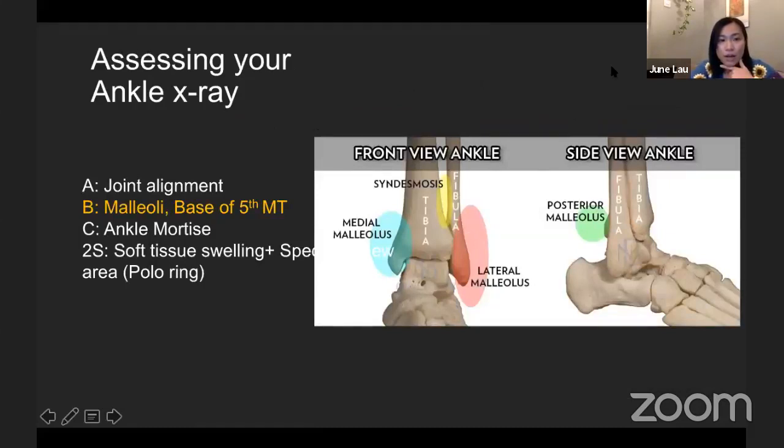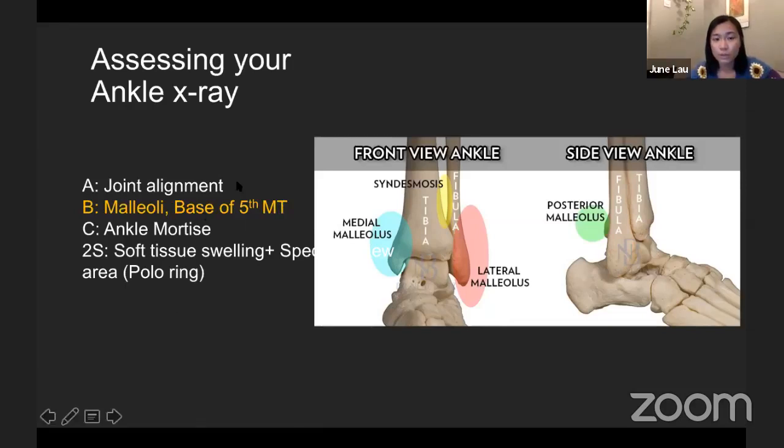Right, so you can tell I've skipped A in our assessment because there's only one joint, and if that joint is malaligned, you would know about it. So we're going to move straight on to B. Like we talked about, we've got a few malleoli. You've got your medial and your lateral, but you've also got a posterior malleolus, and this is the malleolus that you can only assess on your lateral view.